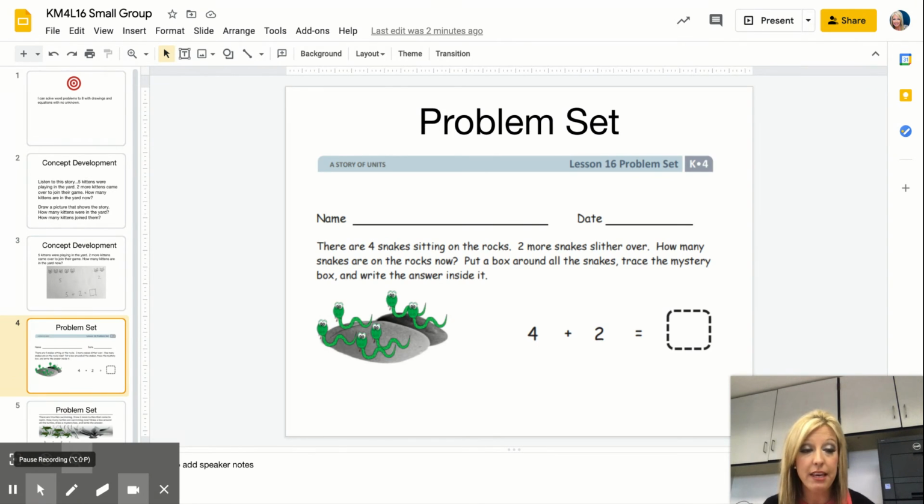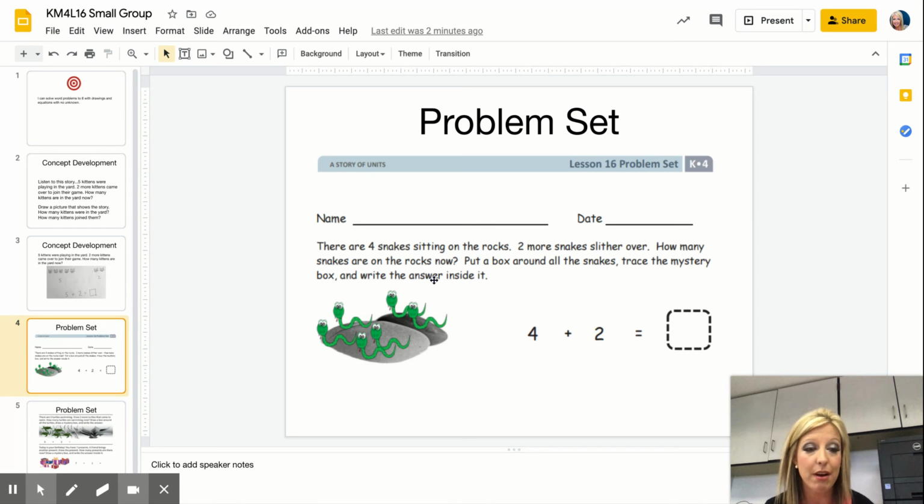If you have a copy of the problem set for Mission 4, Lesson 16, go ahead and get that out. If you do not have a copy of that problem set, you can do these problems on a piece of paper at your house. I'm going to start by reading the word problem. There are 4 snakes sitting on the rocks. 2 more snakes slither over. Oh, I'm not a fan of snakes. How many snakes are on the rocks now? Put a box around all of the snakes. Trace the mystery box and write the answer inside it.